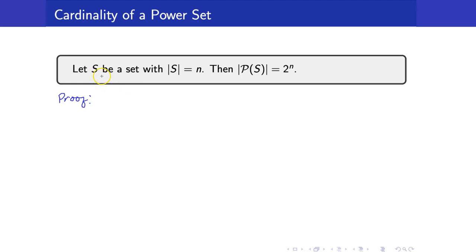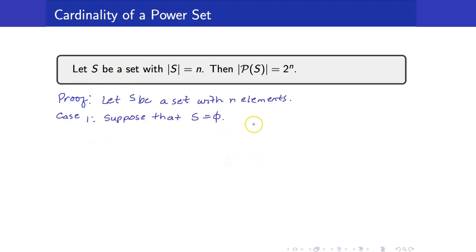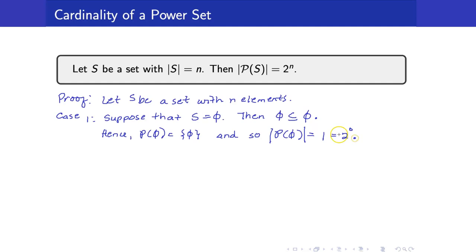I will divide my proof into 2 cases. The first one is when the set S is the null set, the empty set. And the second one is when S is non-empty. For the first case, suppose that S is the empty set. That is, my n here is equal to 0. Then, we know that the empty set is the only subset of itself. Hence, the power set of the empty set is just the set containing the empty set. And so, the cardinality of the power set of the empty set is equal to 1, which is the same as 2 raised to 0. So therefore, the result is true when n is equal to 0.